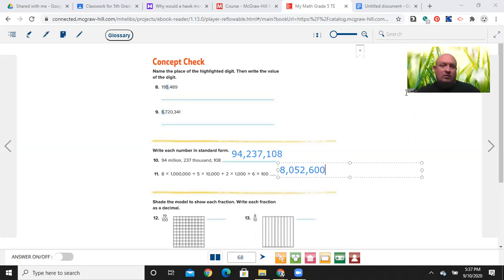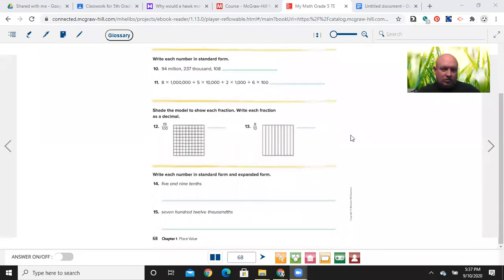So I'm going to clear my screen of all drawings so that I can show you how to do numbers 12, 13, 14, and 15. Go ahead and pause your video now. Welcome back. Let's turn our answers on here.